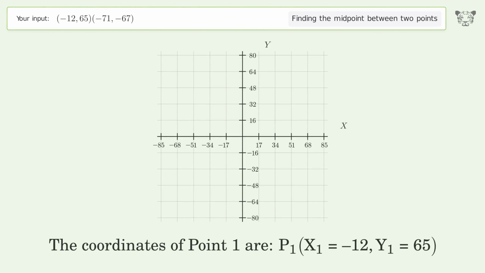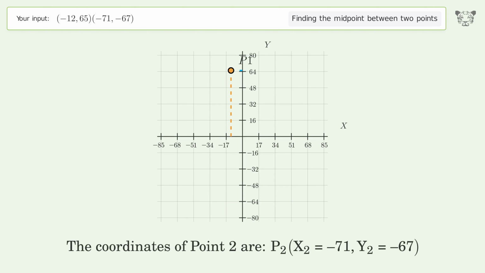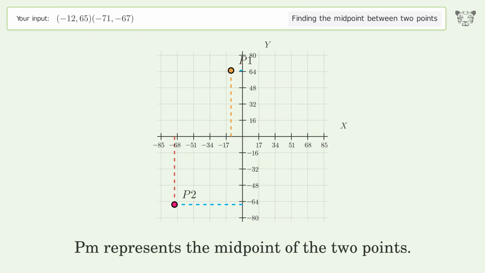The coordinates of point 1 are, x1 equals -12, y1 equals 65. The coordinates of point 2 are, x2 equals -71, y2 equals -67. PM represents the midpoint of the 2 points.